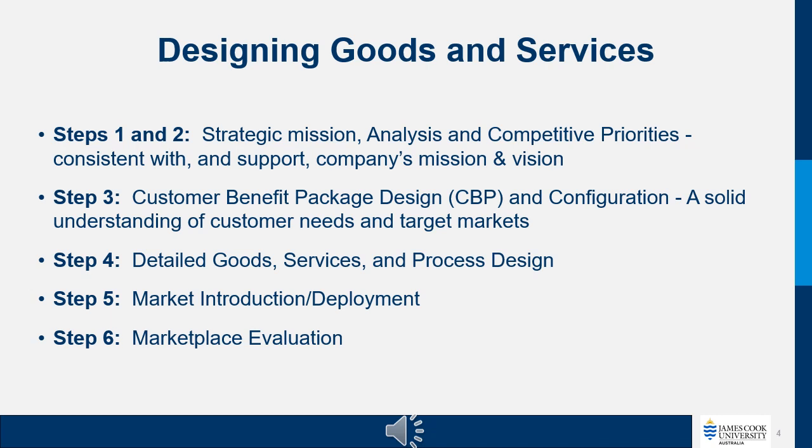The next step, looking into detailed goods, services, and process design. In this step, the company develops a detailed design of goods, services, and processes necessary to deliver the previous step, customer benefit package design. It involves specifying the product features, technical specifications, service levels, and process flows. The design should consider factors such as quality, functionality, aesthetics, reliability, and cost effectiveness.